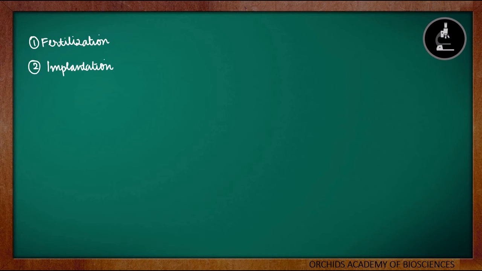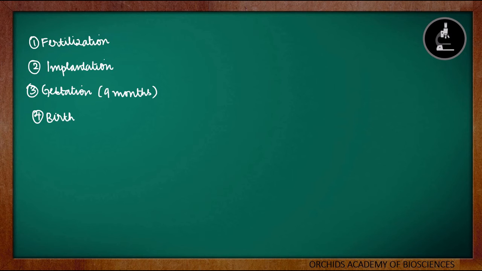Next, after implantation, the placenta will develop, which is a connecting link between the mother and the fetus. The third step is gestation. Gestation is a period during which the embryo development takes place in the uterus, and gestation is approximately of 9 months in human beings. After gestation, last one is birth.